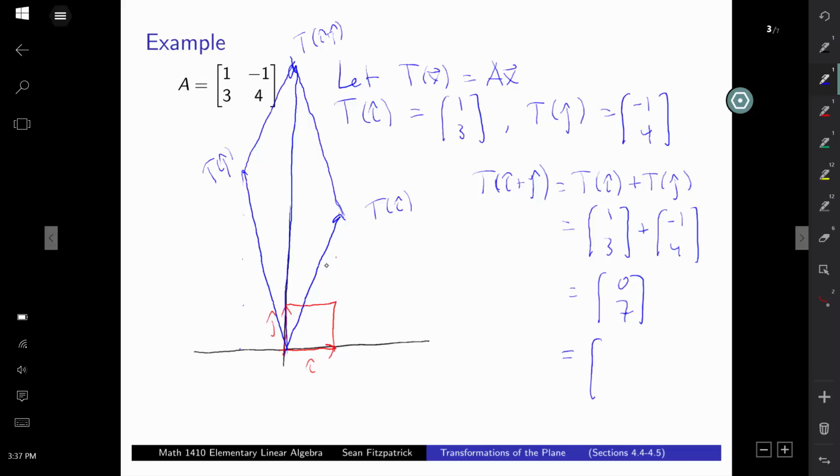And you can check that that's the same thing that I would have got if I had started with the matrix [1 -1; 3 4] and then multiplied by the vector (1, 1). Okay. So in this case, we can see that our little unit square grew quite a bit. But you can sort of see how the transformation goes.